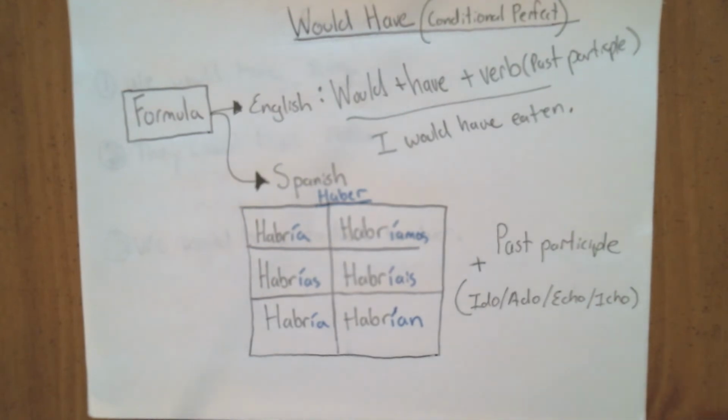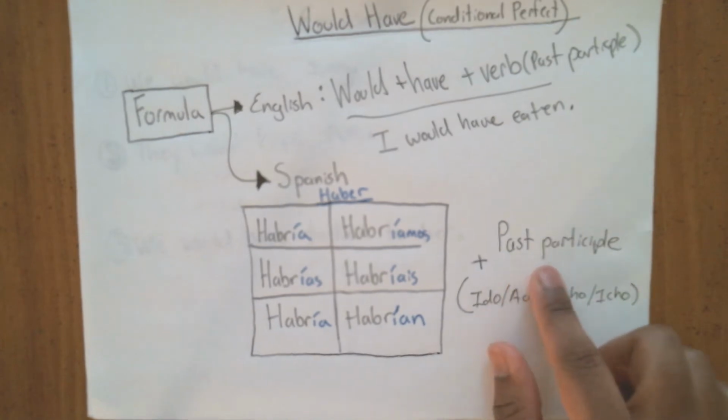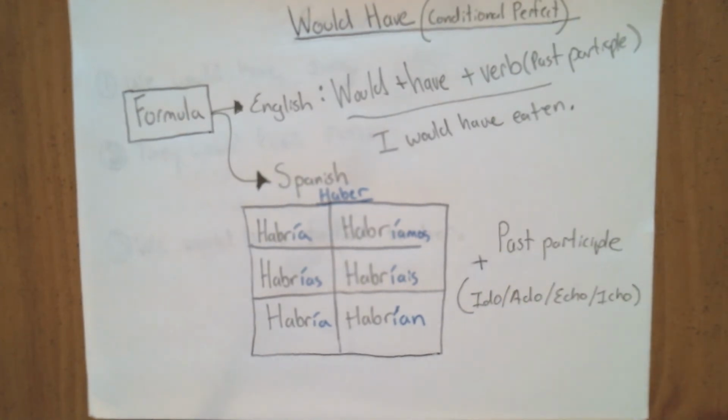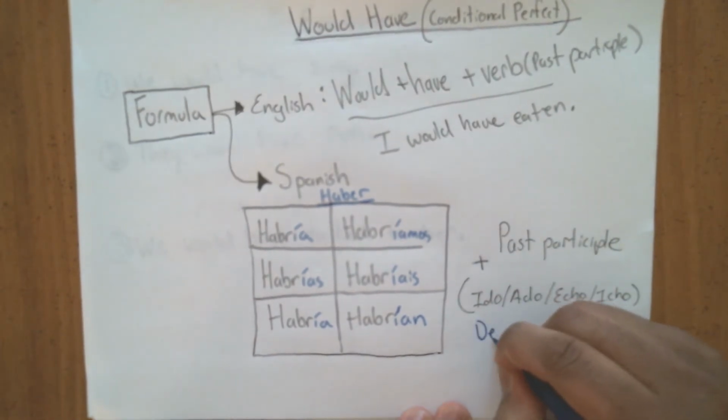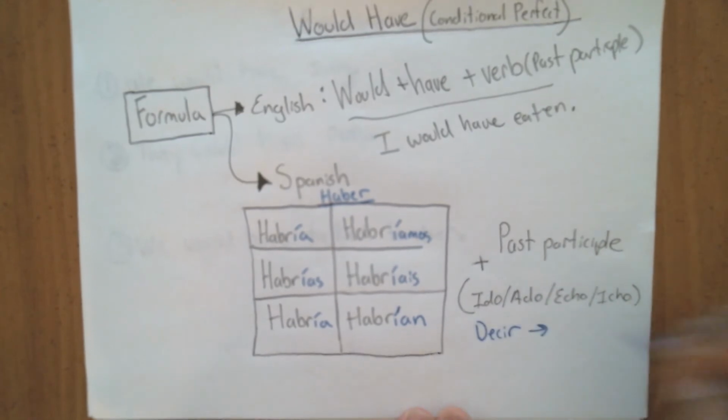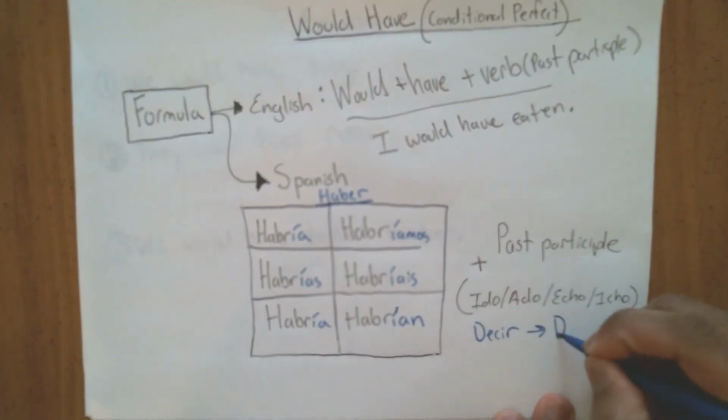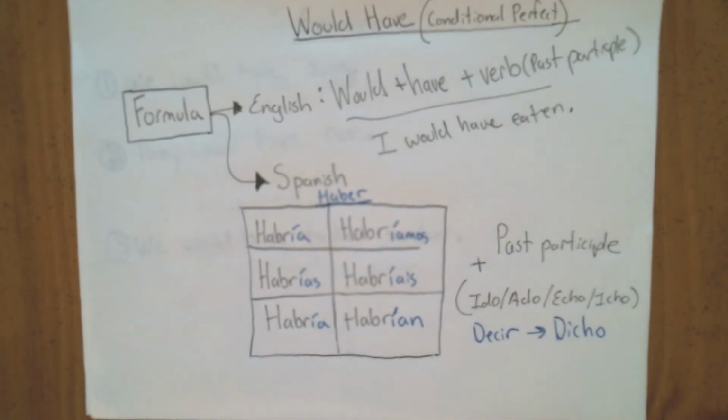But then to say you're spoken or eaten or whatever you have on the end, that is known as the past participle. If you look at the free sample I give you where I teach you how to speak in the perfect tense, you'll know that your past participle is your form of the verb that ends in ido, ado, hecho, or icho, and so on and so forth. Take decir, for example. Decir means to speak. Its past participle is dicho, meaning spoken. Like if you say, I have spoken.